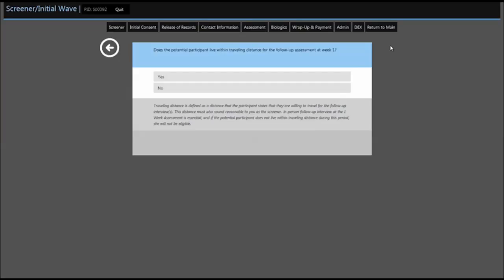The person also has to live within traveling distance at least for the 1-week assessment, because that one happens in person, and you'll have to use your judgment on this. If the person says that they live 10 miles away, that seems pretty reasonable. If they say that they live 100 miles away, you'll have to consider what sounds reasonable, and maybe they're in the area a lot, or they have really reliable transportation, and that would be possible. But just use your judgment about this one. If they don't live within traveling distance, they would be ineligible.